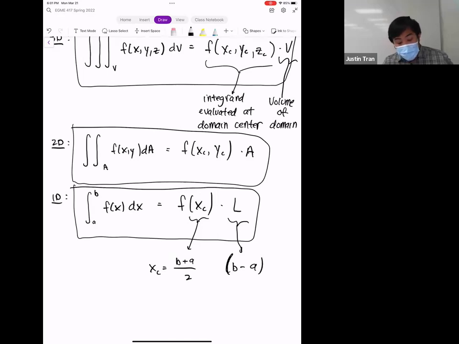You don't have to do any kind of anti-derivative at all. You just take the integrand, evaluate it at the centroid, and then multiply it by the size of the domain, and that's an approximation for an integral. Any questions on this?